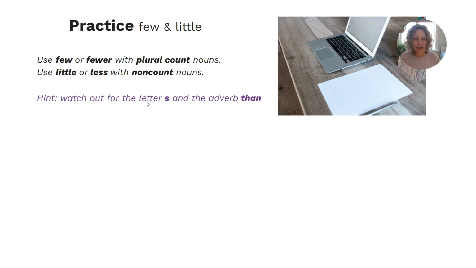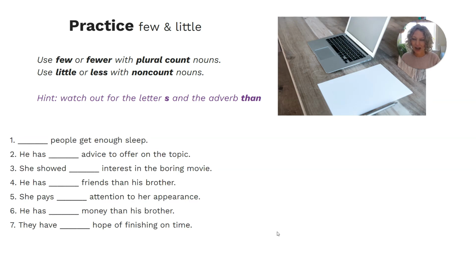So again, watch out for the letter S, because that's going to let you know when you're looking at a plural count noun. And watch out for the adverb "than," because that lets you know that it's a comparative sentence where you're comparing two things. And that's when you need to use those comparative quantifiers, fewer and less. Okay, let's give it a try.